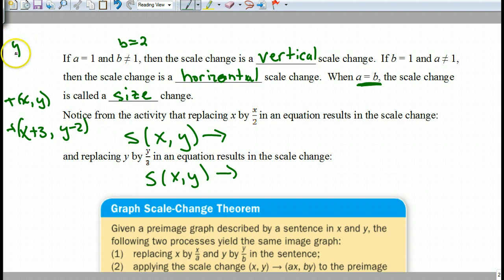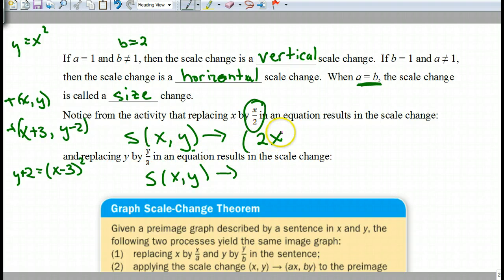So say we had y equals x squared, and we did this to it. So it'd be y plus 2 equals x minus 3 squared. Remember that? We had that whole chart that we did last week. Okay, this is the same thing, but it's going to be the opposite. We're going to put this into the equation, but on this scale thing, we're actually going to write what it is. So this should be 2x and y. This one should be x and 3y. Sorry, I got myself all befuddled.